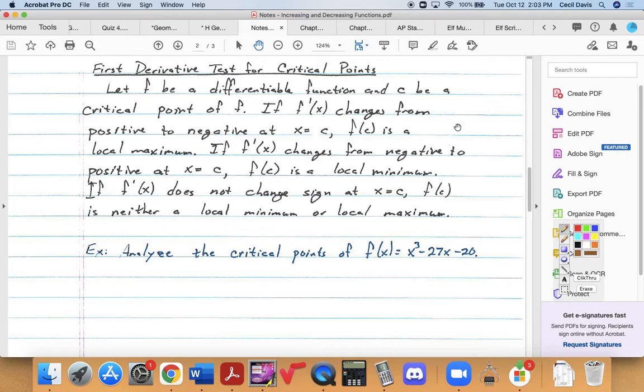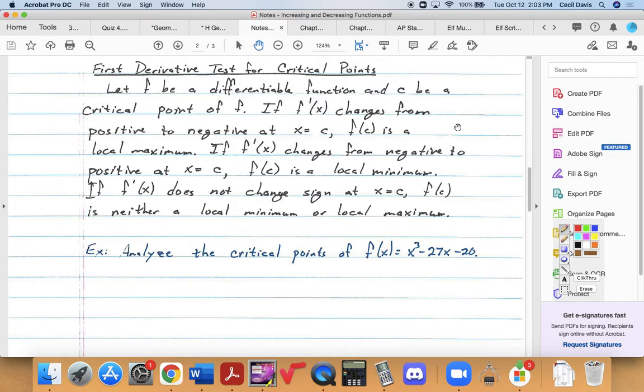If f prime of x changes from negative to positive at x equals c, f of c is a local minimum. And if f prime of x does not change sign at x equals c, f of c is neither a local minimum nor a local maximum.